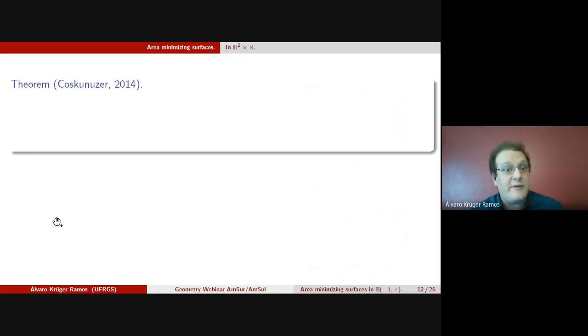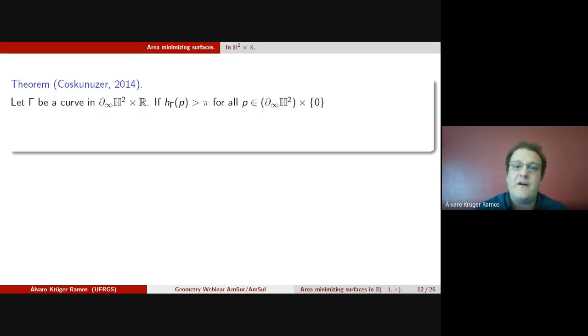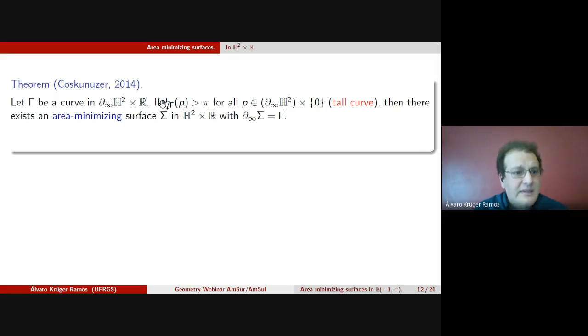Okay, so the theorem about area minimizing surfaces in H2 cross R goes to Barry's Koski-User in 2014. If you have a curve in the asymptotic boundary of H2 cross R, which is tall in the sense that the height at every point is bigger than pi, this is a tall curve, then you can solve the asymptotic Plateau problem. There exists an area minimizing surface there with that asymptotic boundary.